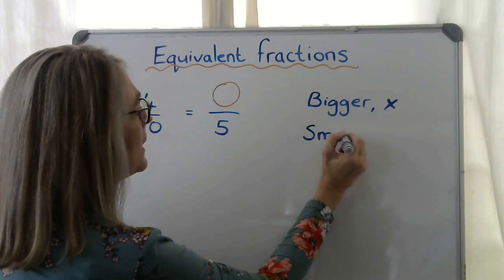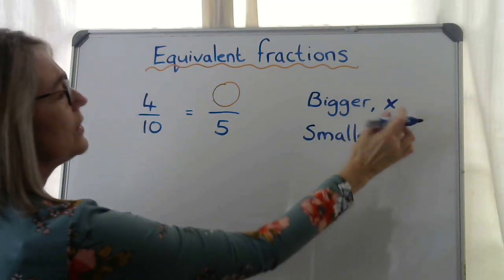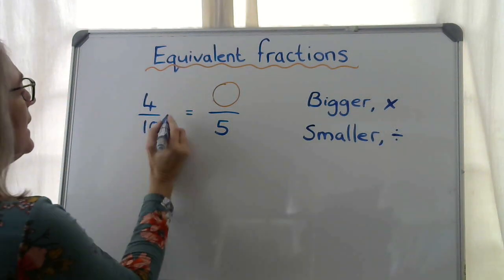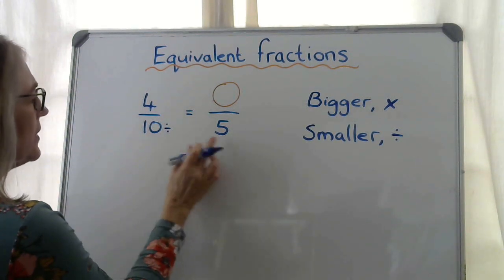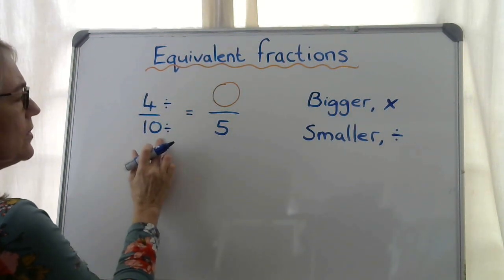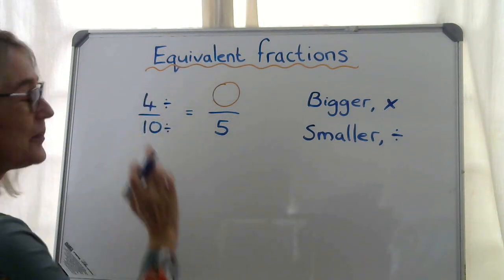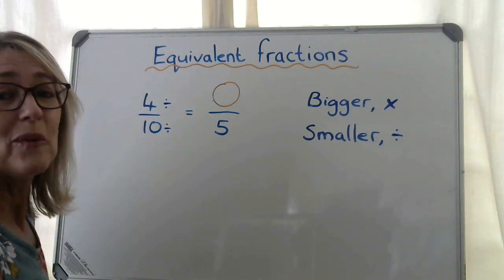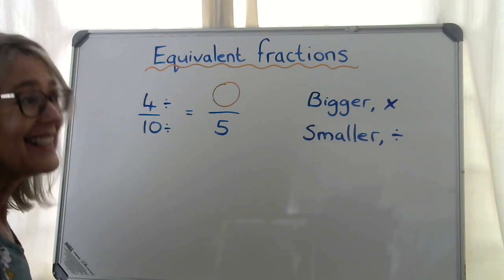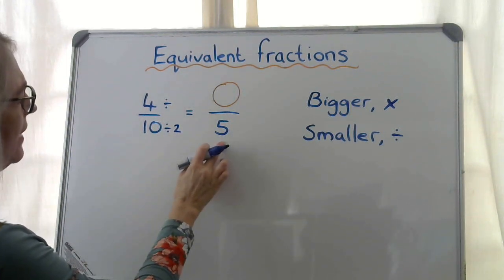Okay, so if your denominator is getting smaller, which operation will you use? You're going to use divide. So 10 divided by, because it's getting smaller, so I know that I can put my divide in here already, because whatever I do to the bottom, I've got to do to the top. 10 divided by what equals 5? Yes, right, 2. 10 divided by 2 gives me 5.